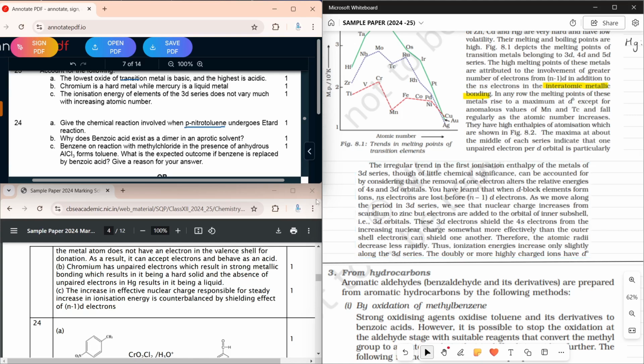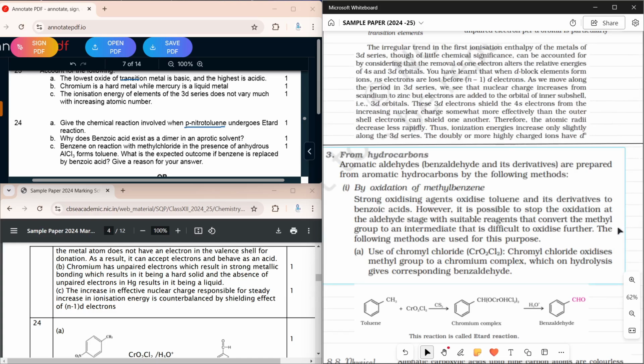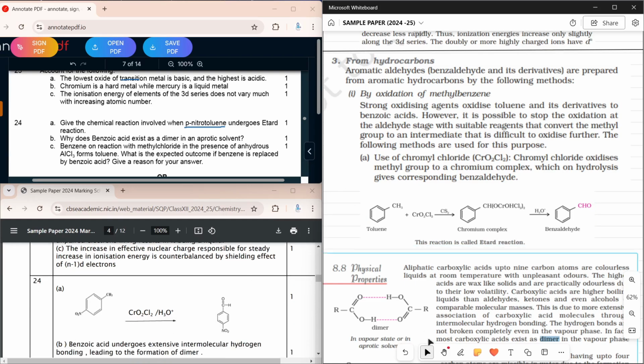Now, this is one of the preparation methods of aldehydes from hydrocarbons, specifically by oxidation of methyl benzene. Here we have toluene, but when you have nitrotoluene, the only difference is a nitro group in the para position, which just means you're going to have an NO2 group over here. That stays the same over here as well. This is a preparation method using chromyl chloride, and that leads to this reaction being called the Etard reaction. So that's the first one, and that's exactly what's been given here as well.